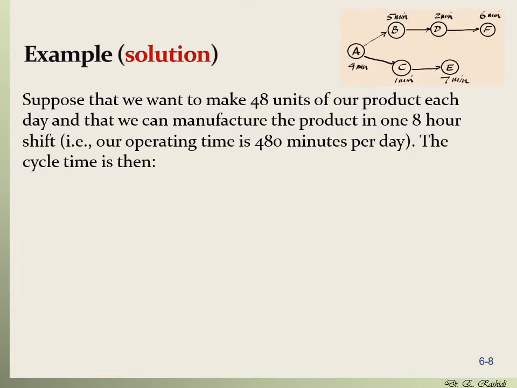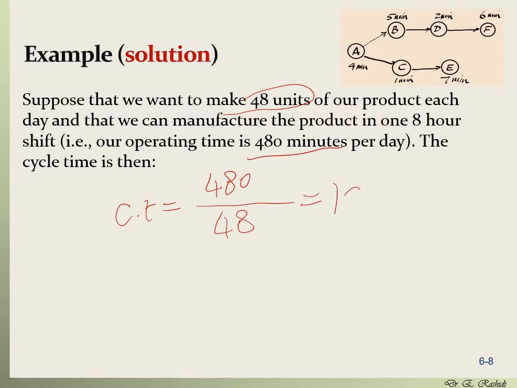First, we need to compute the cycle time. So cycle time is equal to the total available time, which is 480 minutes per day, divided by the output rate. So the output rate is 48 units per day. So this is equal to 10 minutes. So the cycle time is 10 minutes.